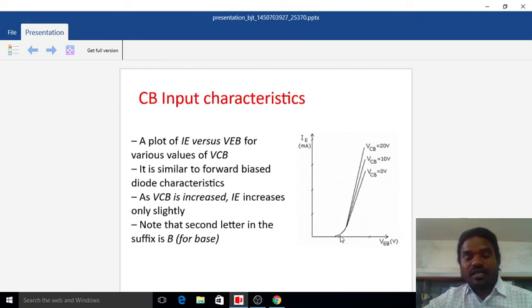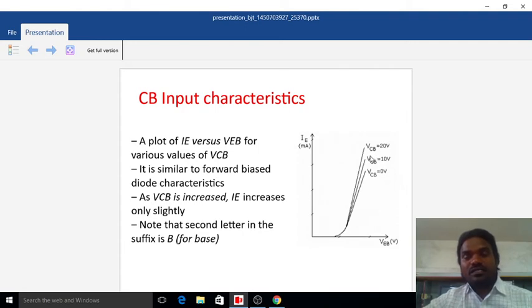For a silicon PN junction diode, the cut-in voltage is about 0.6 volts. For a germanium PN junction diode, the cut-in voltage is about 0.3 volts. So here we have the input characteristics, as I said just now. Input characteristics are the relation between the input voltage and input current by keeping the output voltage constant.